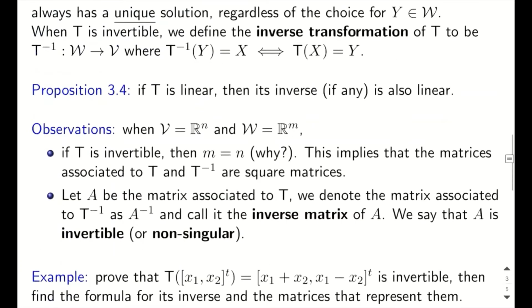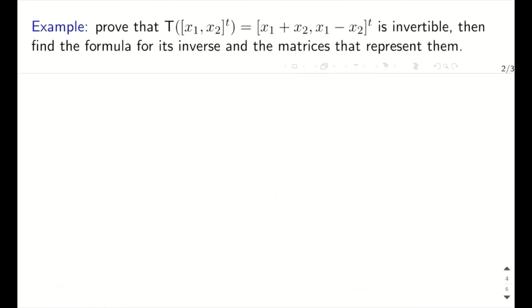Now I would like to show you an example of how we compute the T inverse. So first, let's consider this example. Prove that T given by this formula is invertible. Then find the formula for its inverse and the matrices that represent the inverse and the original matrix. So the transformation T is going from a vector space V to a vector space W. It's going to take a vector in V, say X, and transform it into a vector Y in W that we usually denote as T of X.